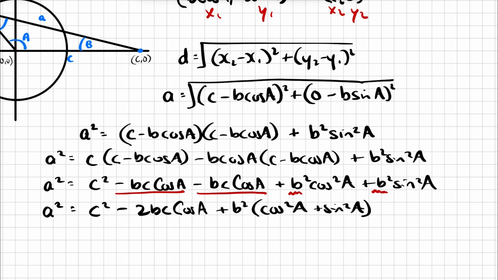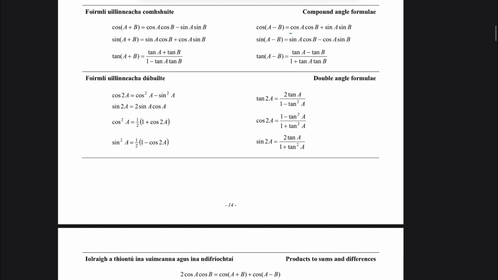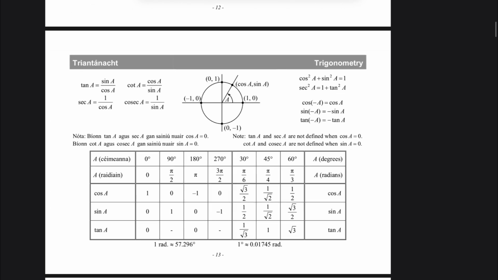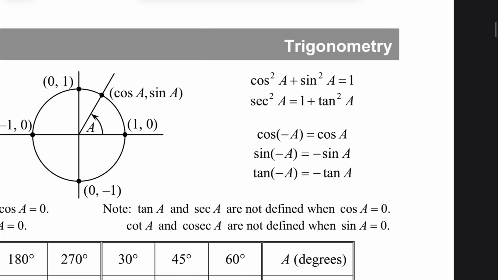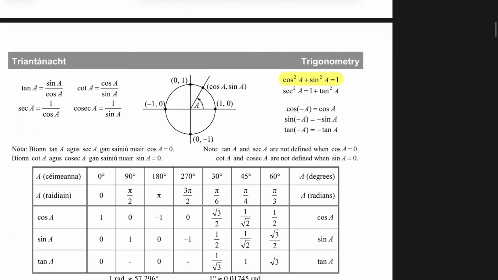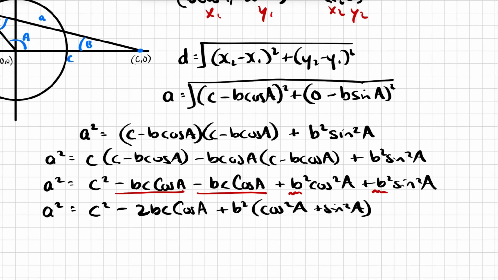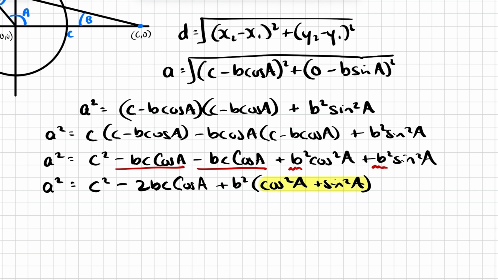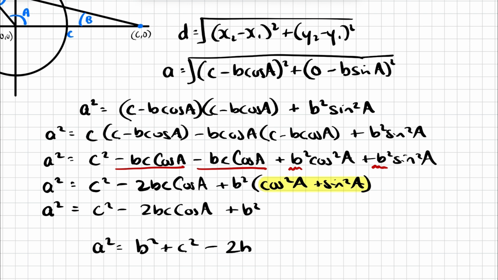Now in our formula booklet, our rules on page 13 here, we'll see there's a rule from our previous one that we also need to know: cosine squared A plus sine squared A equals 1. So in that case, this bit in yellow here ends up equaling 1. And we get a squared equals c squared minus 2bc cosine A plus b squared. And rearranging that, I get b squared plus c squared minus 2bc cosine A.